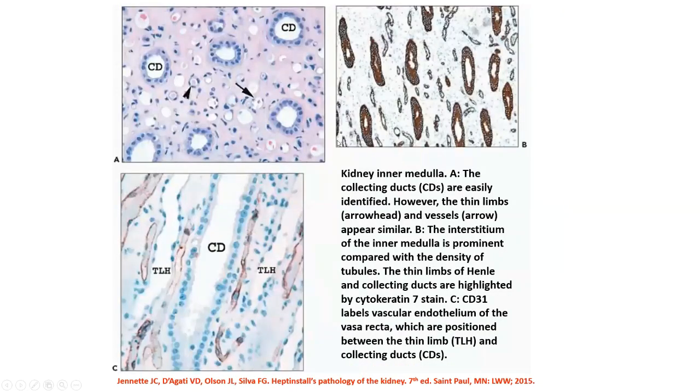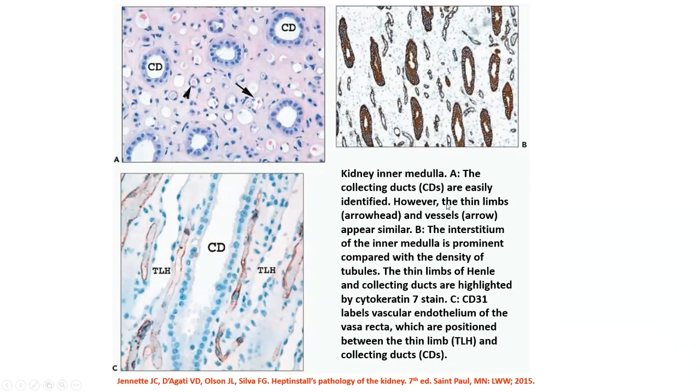So this is the structure of the inner medulla. As you can see, image A shows you the various important constituents of the renal medulla. You have the collecting ducts, and you have the thin limb of the loop of Henle, which are sometimes very difficult to differentiate from the capillaries of the vasa rectae.